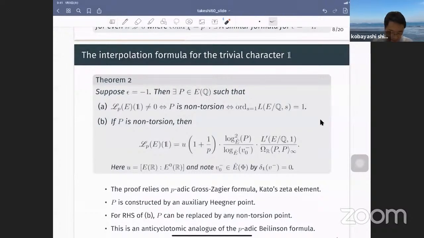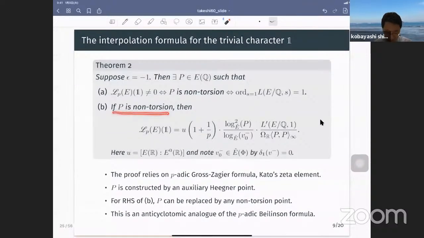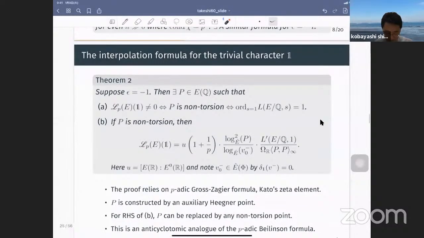And the second property is that if P is non-torsion, then we have the following p-adic Gross-Zagier formula. So the missing interpolation value is like this. Here u is 1 or 2, so this is the interpolation factor. And this is the log of the rational point, squared. And here a complex L value, the very complex L value, appears.